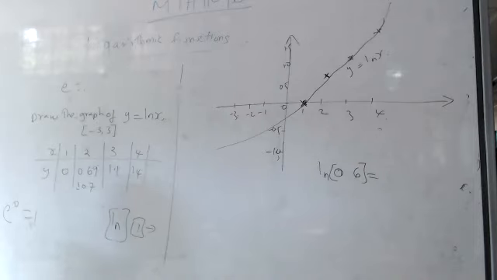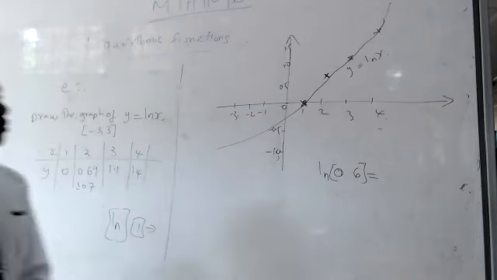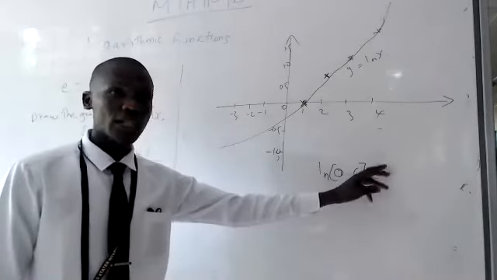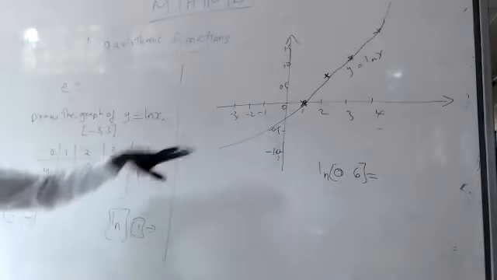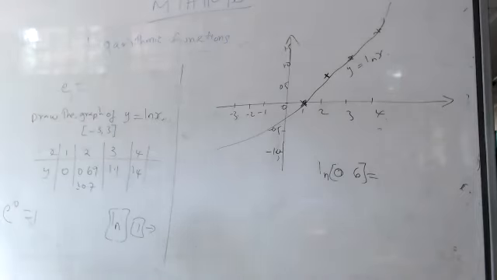Negative. That is negative 0.5. Yes, the log can take negative, so this graph will have to go below the x-axis. Okay, any questions? Yes, I have a question. I have two actually.